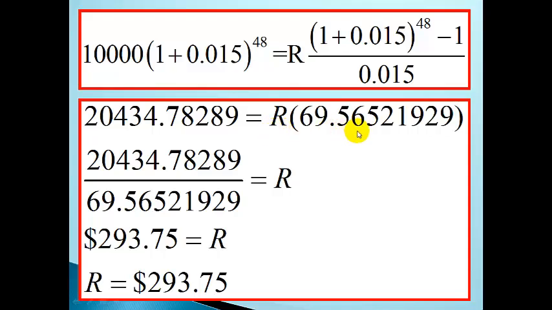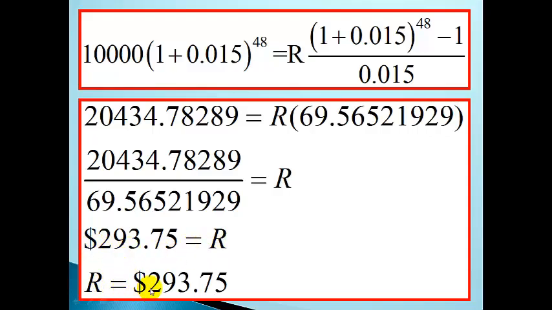So we divide the right hand side by 69.56521929, and we also divide the left hand side by the same 69.56521929. Now in doing that, on the right hand side we are left with R, and on the left hand side we have 20434.78289 divided by 69.56521929. So when we do this division, we have $293.75. And this is equal to R.